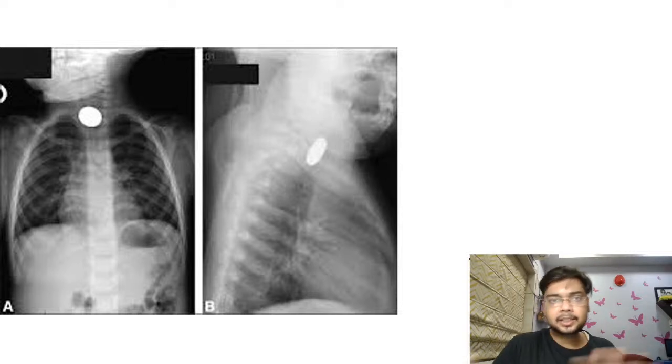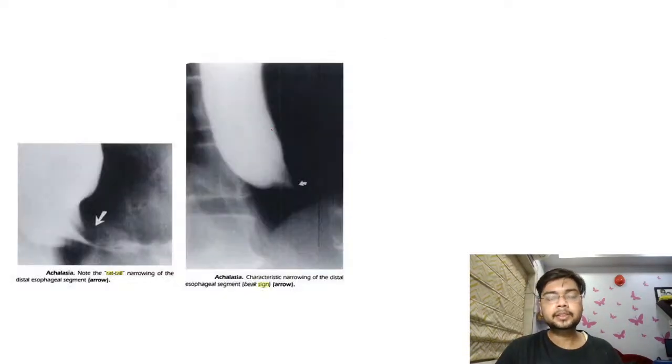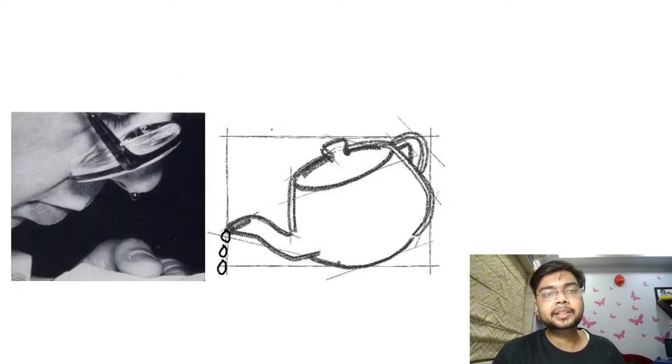I'll just name them because I was going to end, but I'll try to just name them. You just know this is a coin in the oesophagus. The difference is in the lateral you will get it like this. Now if it would be in the airway, it would be slit-like here in the anteroposterior view, and in lateral it would be like this. This is for a bird beak sign, which is a barium study for achalasia cardia.